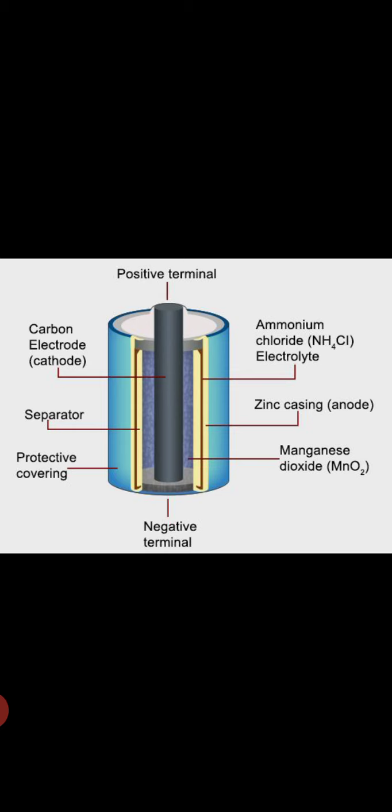Now the space between the zinc container anode and the graphite rod is being filled with NH4Cl and ZnCl2. You can see the NH4Cl is there, and zinc chloride. We take ammonium chloride as well as zinc chloride.